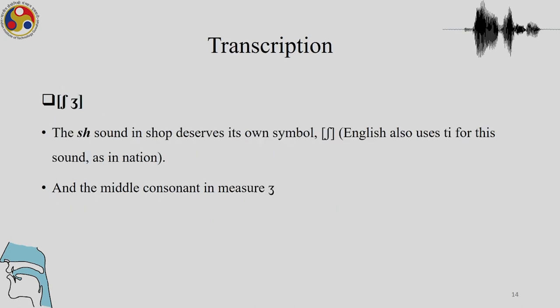So the sounds sh and zh, for instance, have their own symbols. The sh is this long one, and zh is a curly one. So what are these sounds? Sh is as in nation, and in measure, this one is zh.